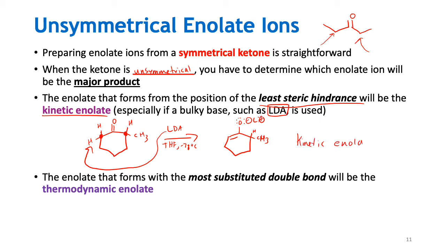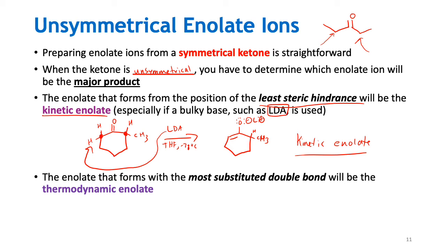And this one is going to be the favored product when using LDA. So whenever you have an unsymmetrical ketone and you use LDA, it's going to form the kinetic enolate, which stems from the side of the least steric hindrance. And we're talking about the alpha carbon with respect to the carbonyl group. The enolate that forms the most substituted double bond will be called the thermodynamic enolate.